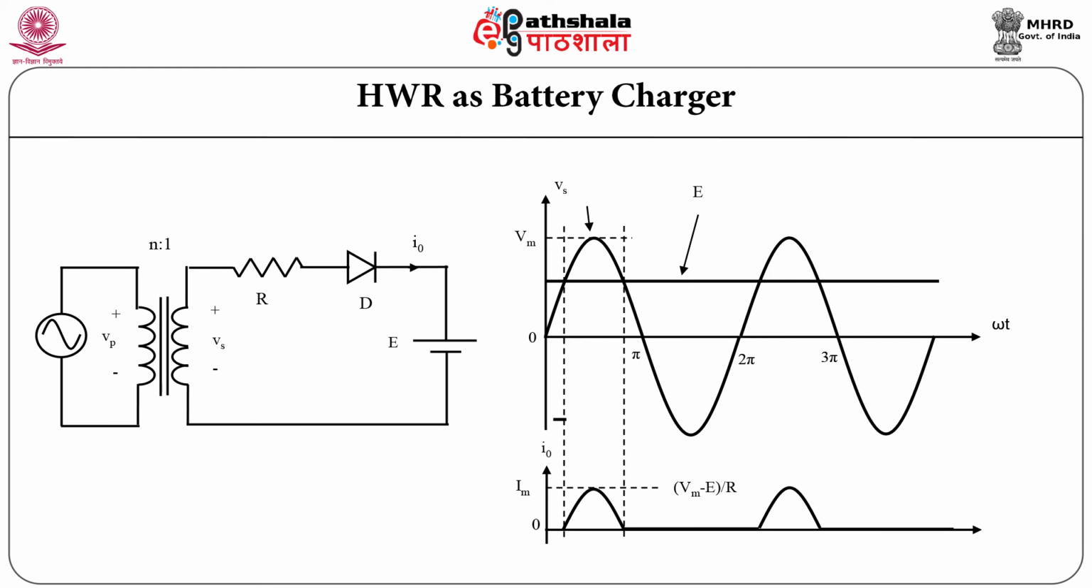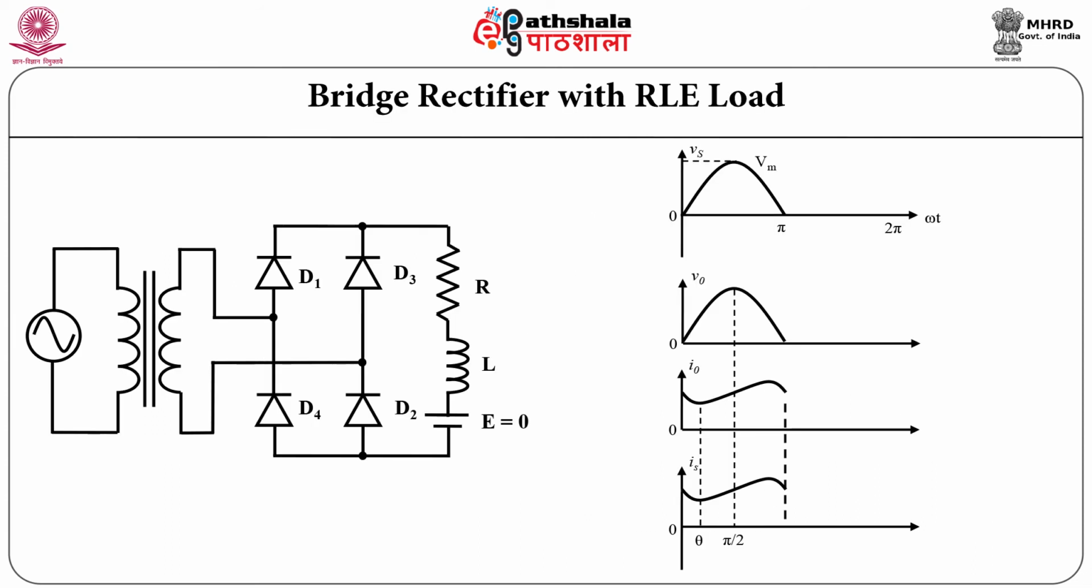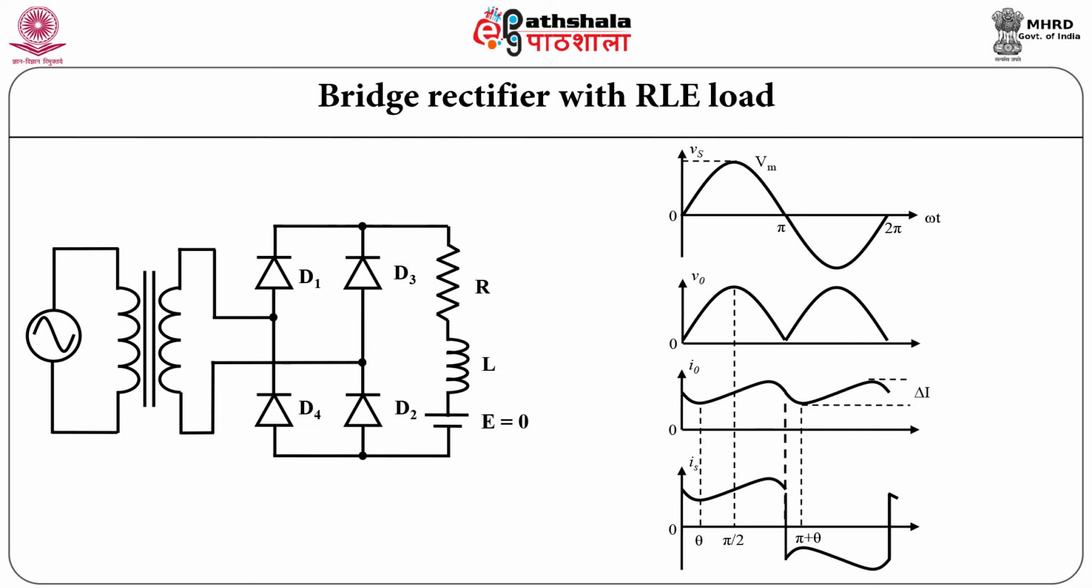So now we will be studying the bridge rectifier with RLE load. RLE load is as shown in the figure. Now why RLE load? Why is it analyzed? Because RLE load is nothing but the electrical equivalent circuit of a DC motor armature. So R is the resistance, L is the inductance, and E is the DC voltage. If the DC voltage is 0, how will the waveform be? The waveforms are shown in the figure.